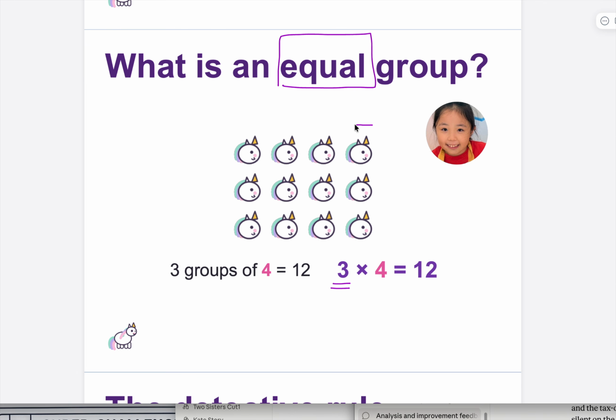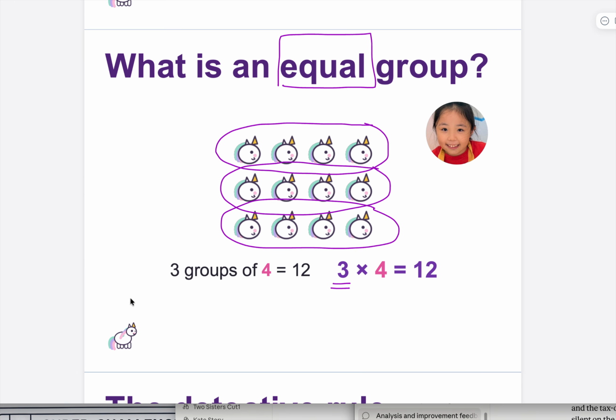And here's what a group means. This is one group, okay? This is 2 groups, and this is 3 groups over here. That is 3 groups. So we call this 3 groups. And then we want to count how many unicorns are in each group. So this is 1 unicorn, 2 unicorns, 3 unicorns, 4 unicorns. So each one of these groups has 4 unicorns. So 3 groups of 4 is equal to 12 unicorns. And mathematically, we say that is 3 groups times 4 is equal to 12. Okay, so that's the key idea of equal groups.